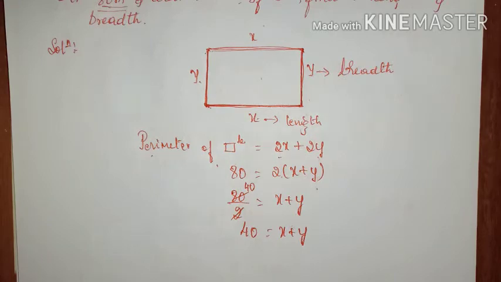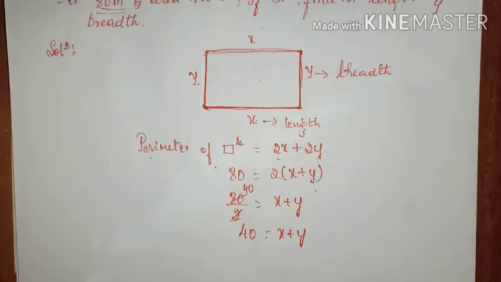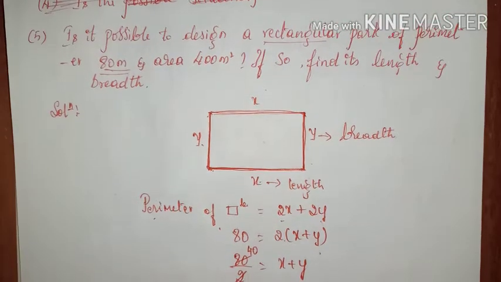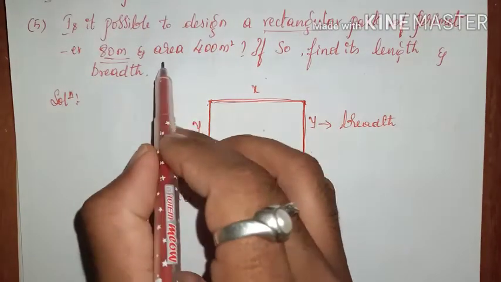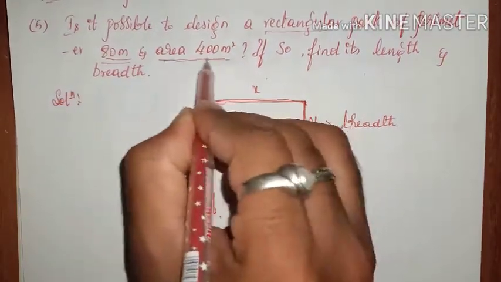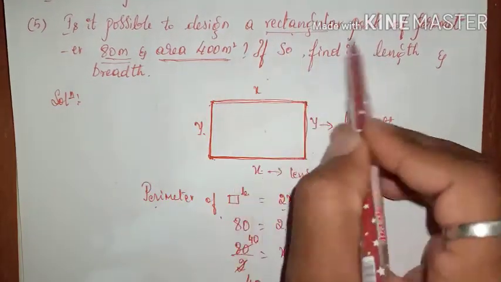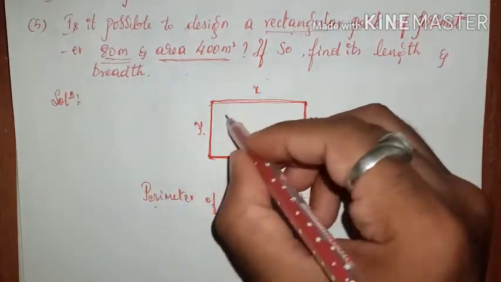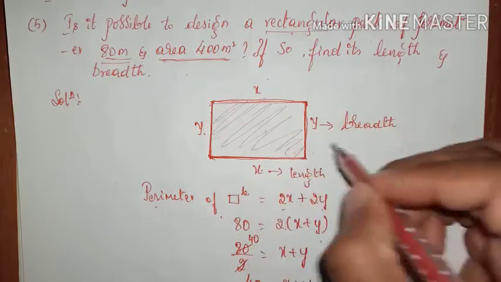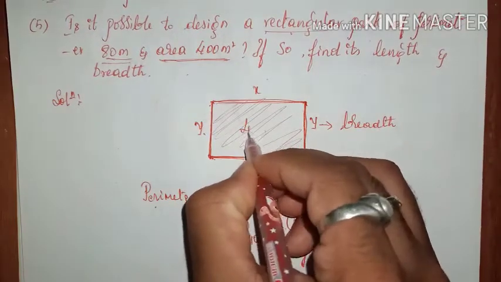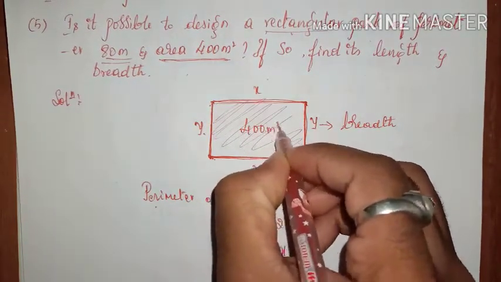Let it be, further I can't do anything here. Let us go back to the question. Here he has given one more statement: area is 400 meter square. Which area? The rectangular park area. So how much is it? 400 meter square.